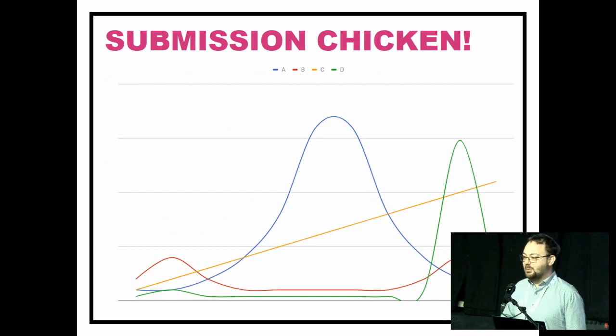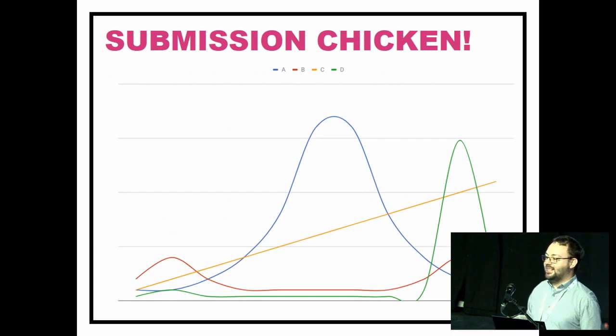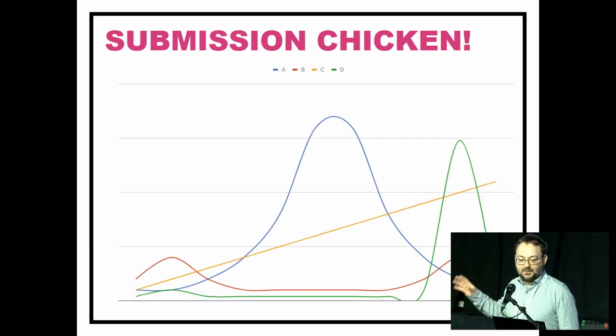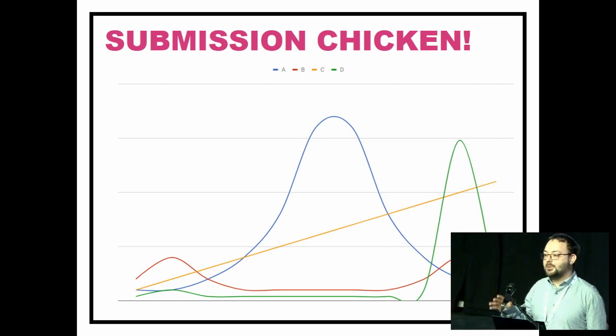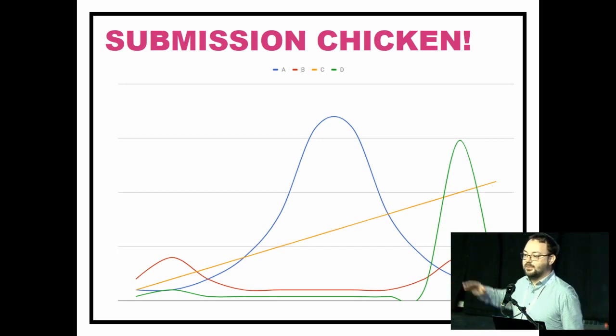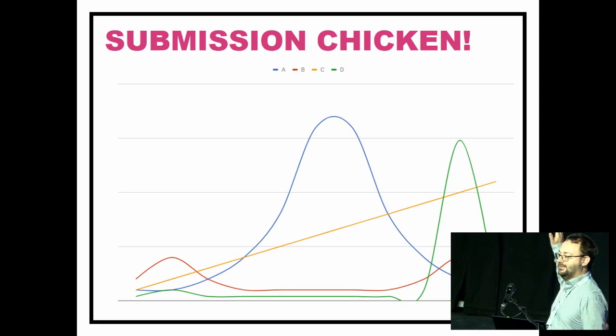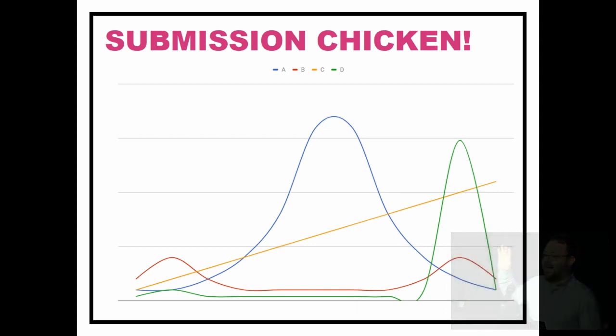So we're going to play a little game, which we call Submission Chicken. So I've got 4 graphs here, and these represent bell curves of submissions over time, with the rightmost side being the deadline. So I just want a show of hands of about the 50 of you in the room if you think it is A, the blue curve, a kind of normal distribution.